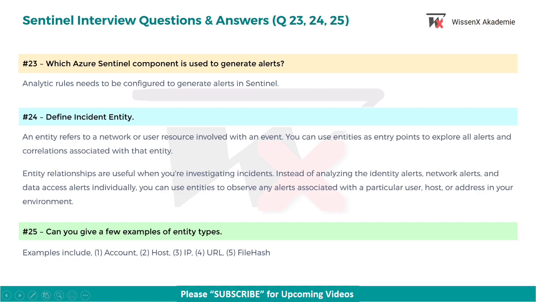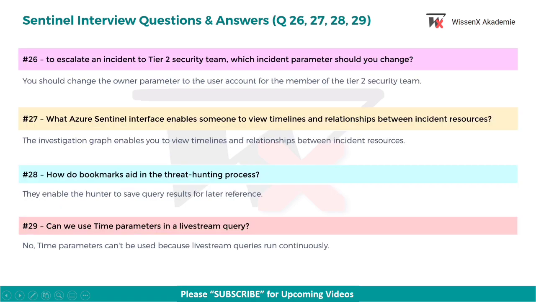Next, can you give a few examples of entity types? Examples include account, host, IP, URL, file hash. Next, to escalate an incident to Tier 2 security team, which incident parameter should you change? You should change the owner parameter. Next, what Azure Sentinel interface enables someone to view timelines and relationships between incident resources? It's the investigation graph.